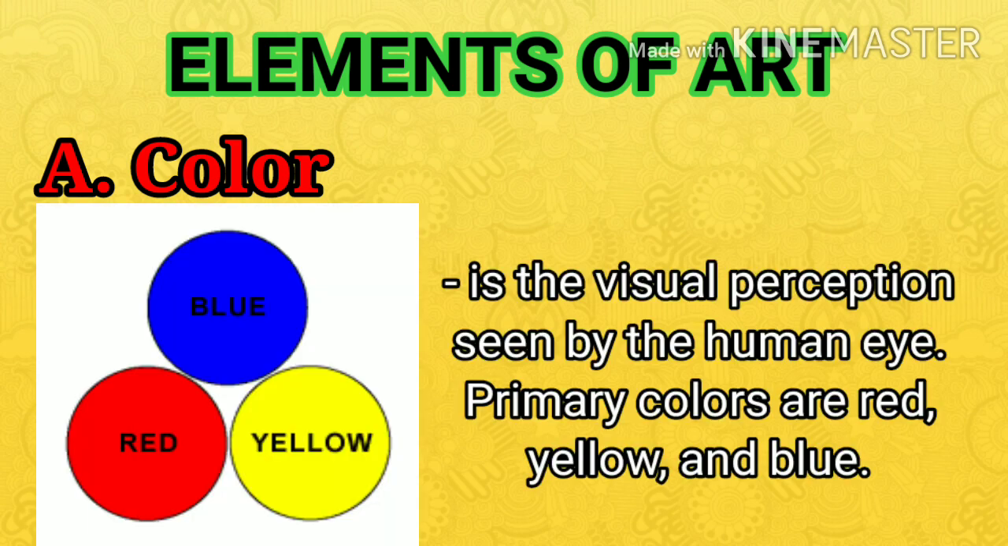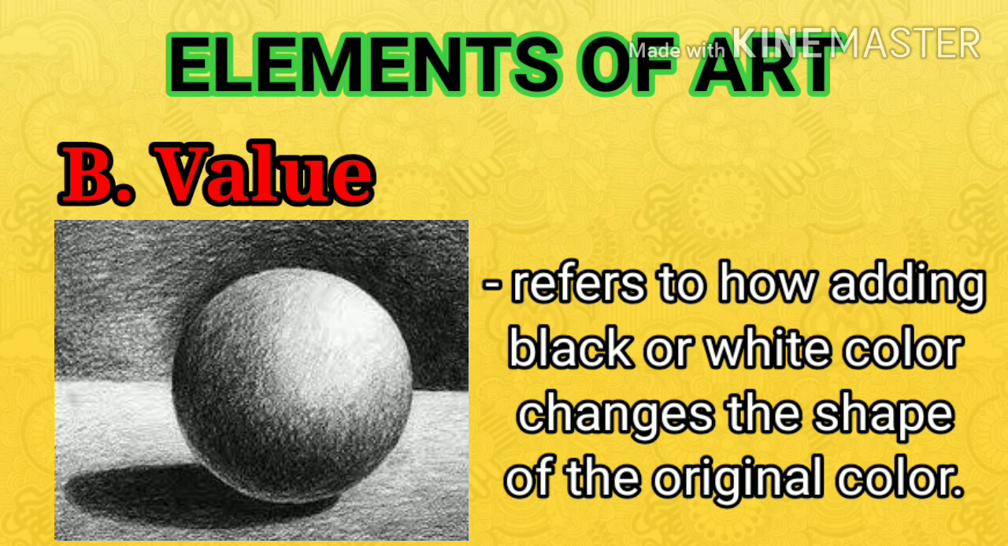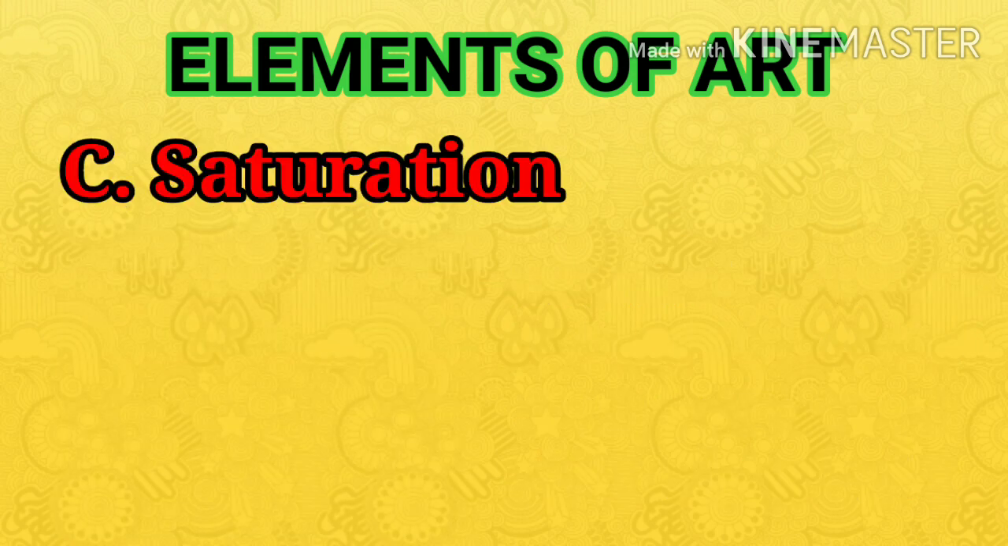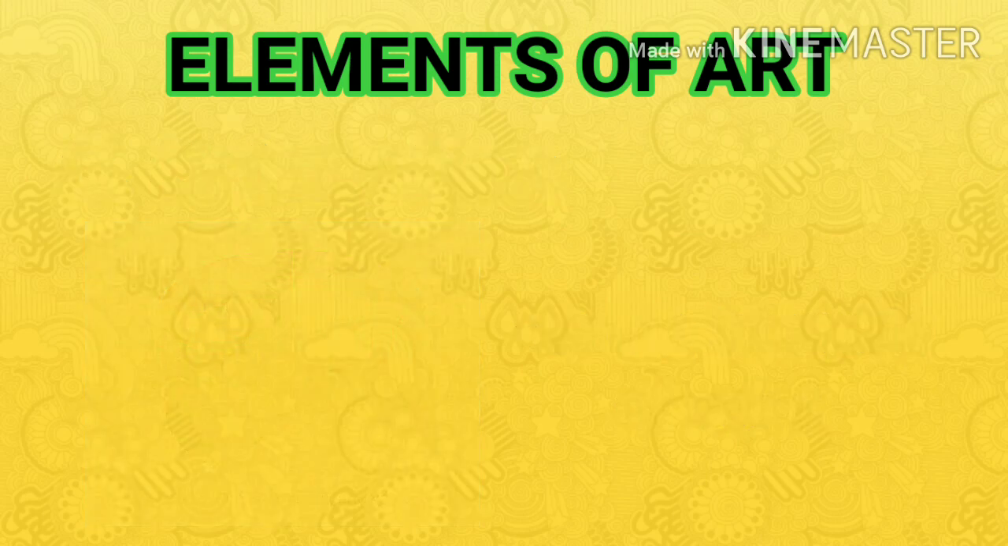Color is the visual perception seen by the human eye. Primary colors are red, yellow, and blue. Value refers to how adding black or white color changes the shade of the original color. Saturation is the intensity of color. When the color is fully saturated, the color is in its purest form or most authentic version.